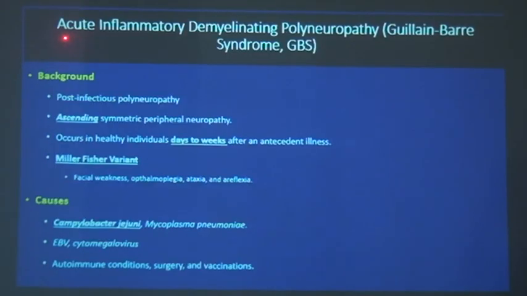Guillain-Barré, now the new name is acute inflammatory demyelinating polyneuropathy. This is a post-infectious polyneuropathy, as Dr. Muhammad says, lower motor, ascending in character, in peripheral nerves, occurs in healthy individuals. In the history, this child had a throat infection 2 weeks before this event. They may have the Miller-Fisher variant, which is ophthalmoplegia, ataxia, and areflexia. Common triggers are bacteria like Campylobacter jejuni, which can give you bloody diarrhea, mycoplasma, viruses like EBV, cytomegalovirus, autoimmune conditions, surgery, vaccination. Commonly we see it after the influenza vaccine.